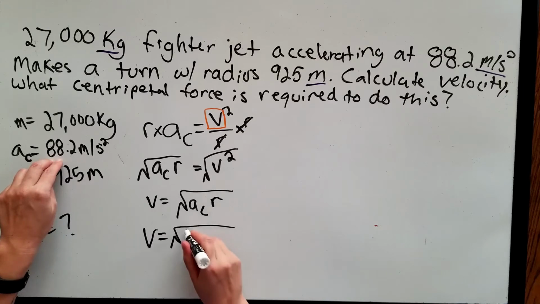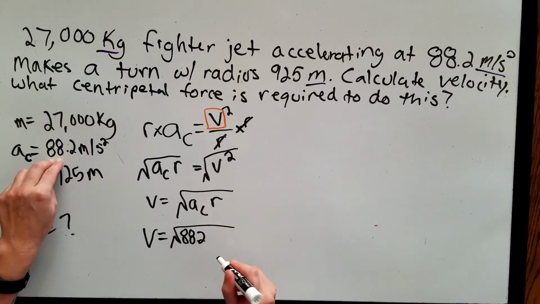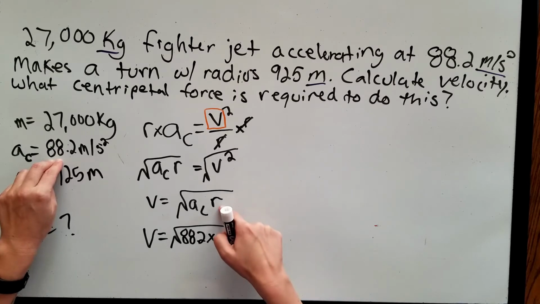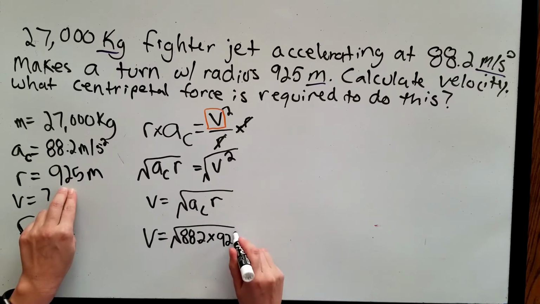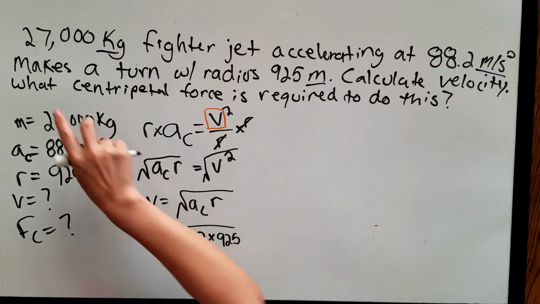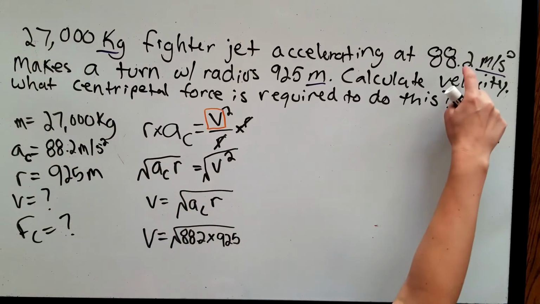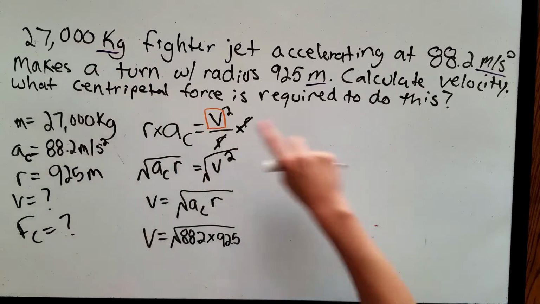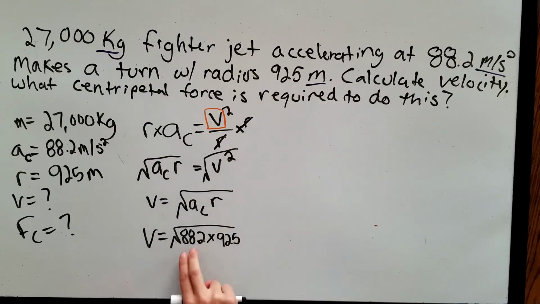My centripetal acceleration is 88.2. I'm going to multiply that by my radius down here at 925. So the square root of 88.2 times 925 gives me, how many sig figs were we looking at? 2 sig figs there. Oh, but we didn't use that number. So 3 sig figs, 3 sig figs. 3, 3, so we need 3 in our answer. So we're going to have 286, because I'm going to need to round it up.